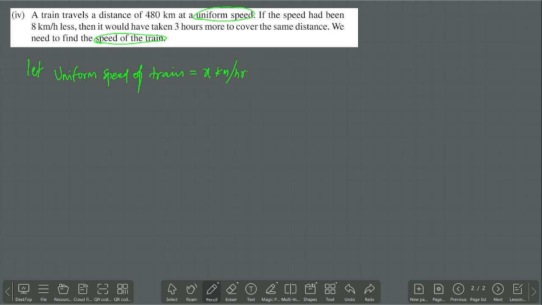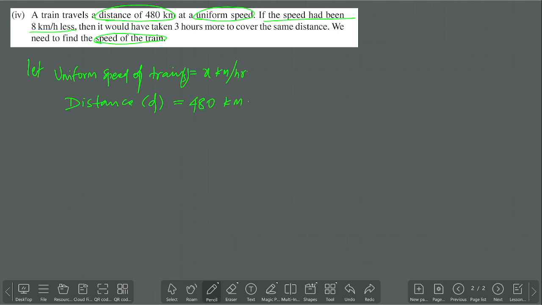Okay, the speed had been 8 km less. Right, fine. Next, a train travels a distance, what? 480. Then distance, that is d, we can say. What they are given? 480 km. Speed of train we can say, yes, it's kilometer. Anything else? Okay, one by one I'm going. Next, the speed had been 8 km less.